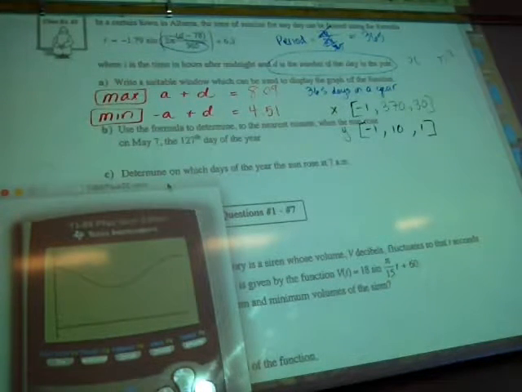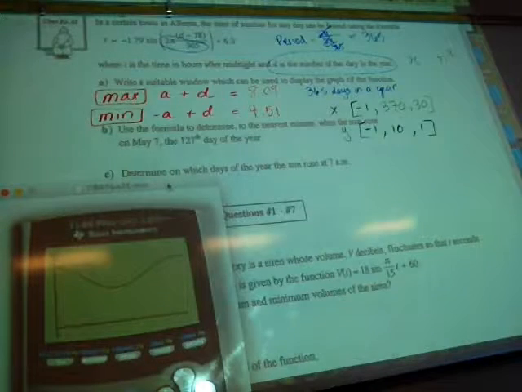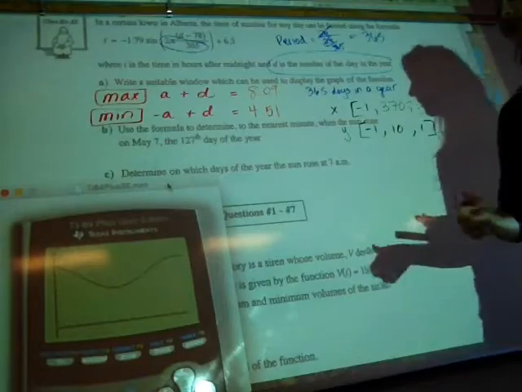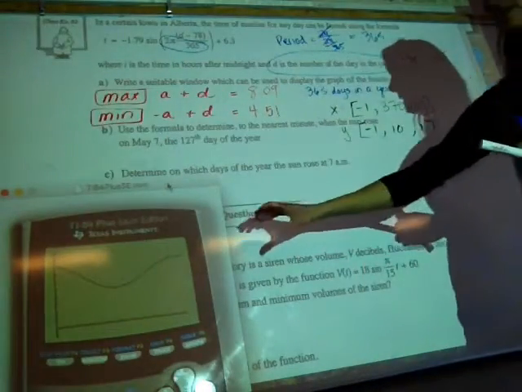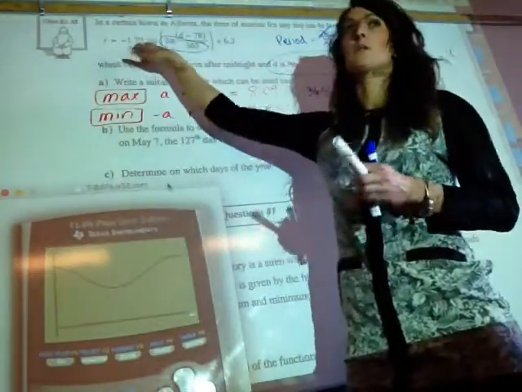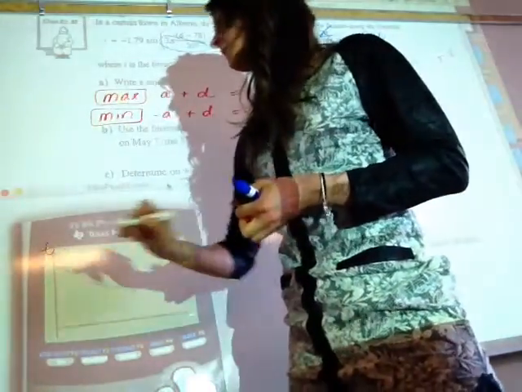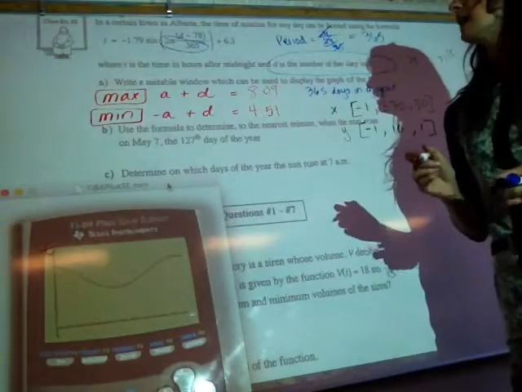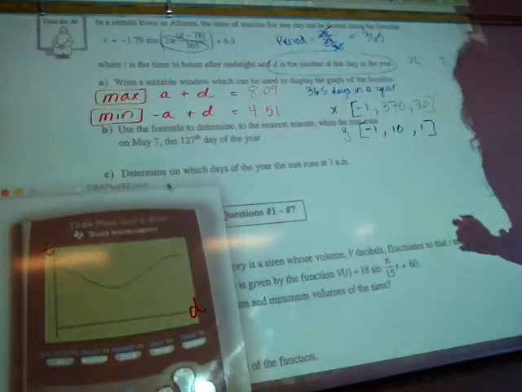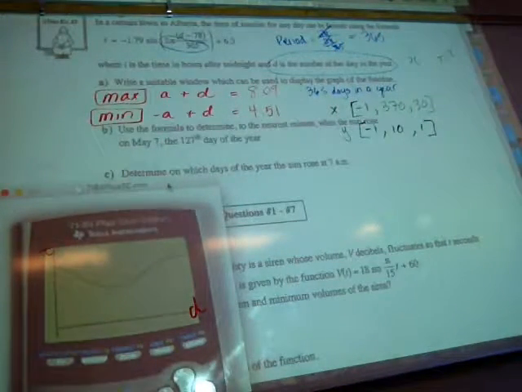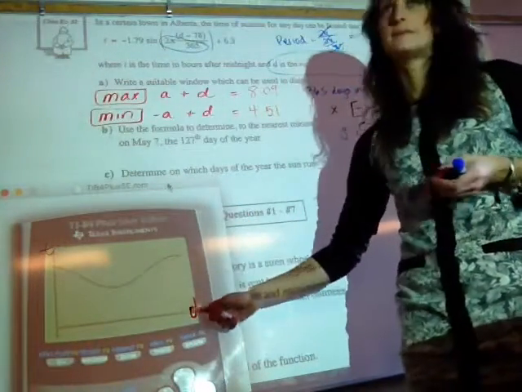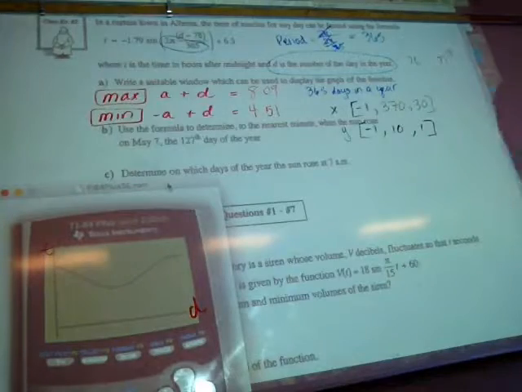For part B, we're going to now use the formula to determine the nearest minute when the sun rose on the 127th day. So, let's actually first talk about the axes. We have two axes. T equals, so that means the y-axis will be time of day, and the x-axis will be the day number. So if we're looking for the 127th day, that means D has to equal 127, or X has to equal 127. So we can just trace.